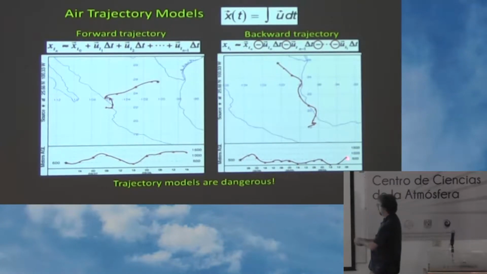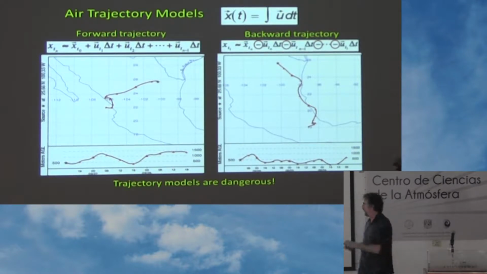So as it moved north, vertically it followed this path. Very nice, right? The models, very useful. Forward trajectories can tell you, if you have a pollution source, where the pollution will go. Forward trajectories are an excellent tool for that.